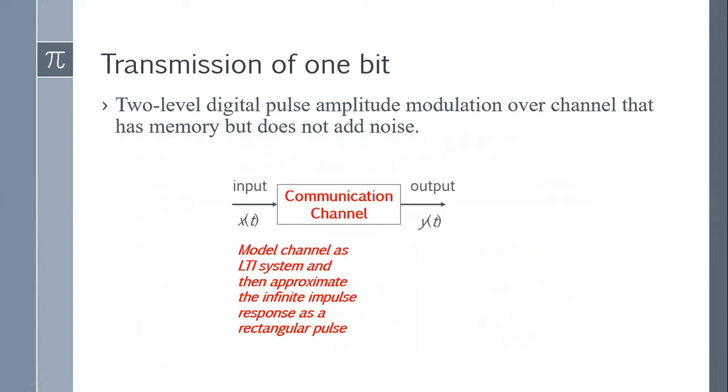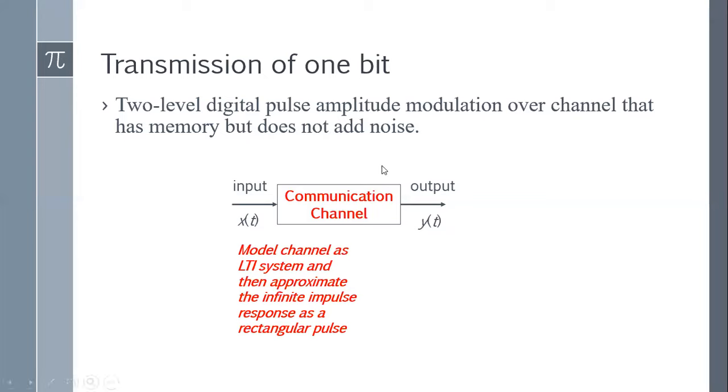Okay, so how do we design our communication channel? First we need to understand what a communication channel is. A communication channel is a big subject in itself. There can be different types of communication channel, but here we will assume our communication channel as an LTI channel, or linear time invariant channel. I hope you all know what an LTI system is, linear time invariant system, right?